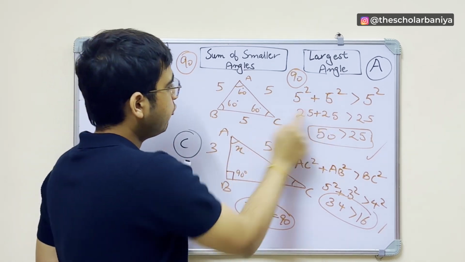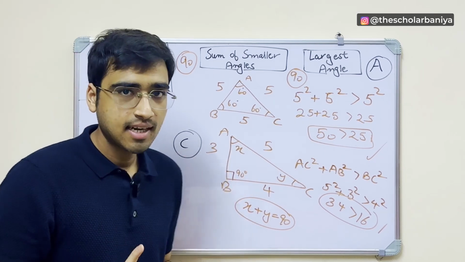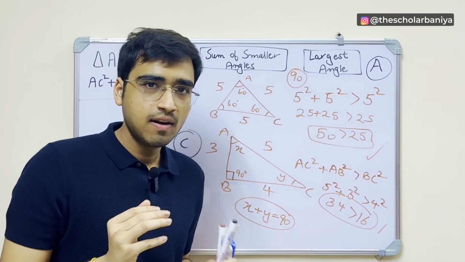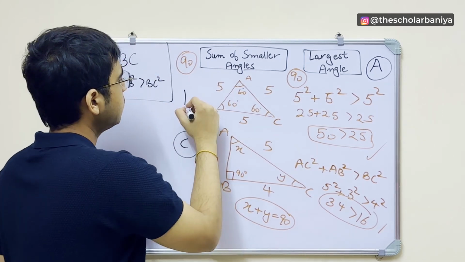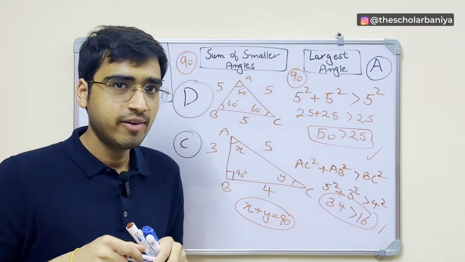So initially for the first case, we had got A as the answer. For this case, we are getting C as the answer. Sometimes the answer is A, sometimes the answer is C. So your final answer becomes option D. I hope this should be completely fine.